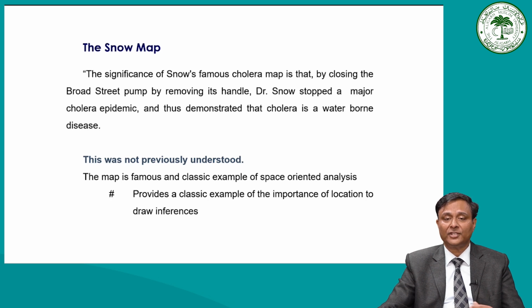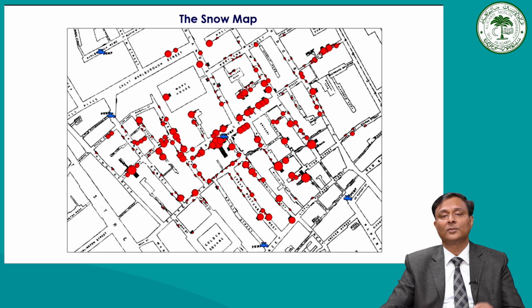The measures which were taken were space oriented, and that is why they are known as the Bhilwara model and the Dharavi model. So coming back to John Snow's example, Dr. John Snow was getting cholera-infected patients from different locations in London. He thought that cholera is a waterborne disease. At that time, it was not conclusively known to all of us that cholera is a waterborne disease.